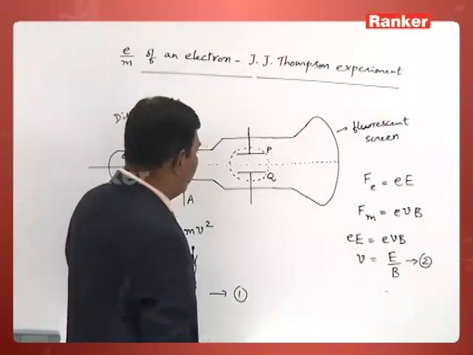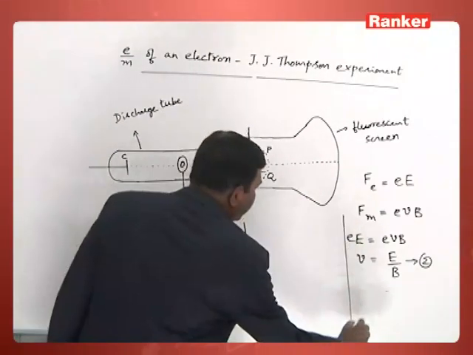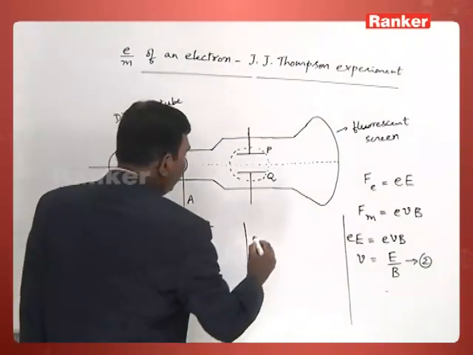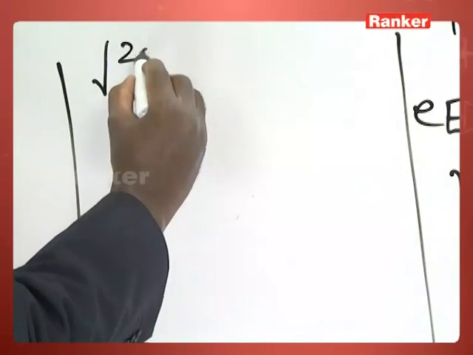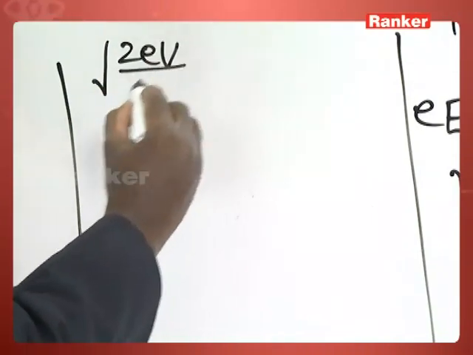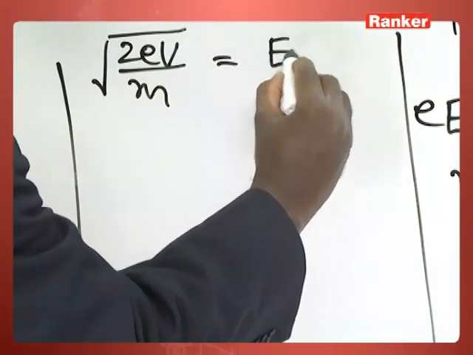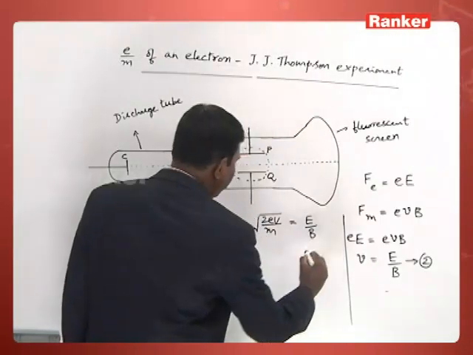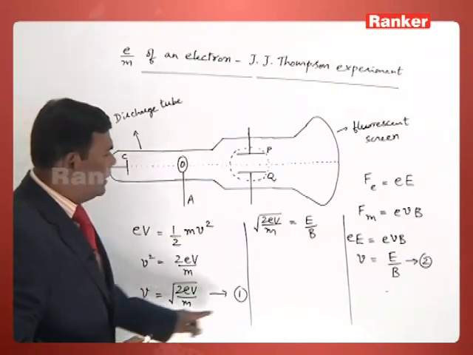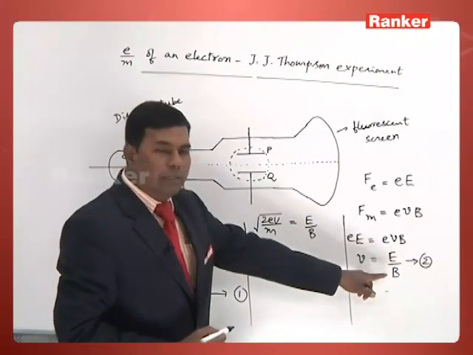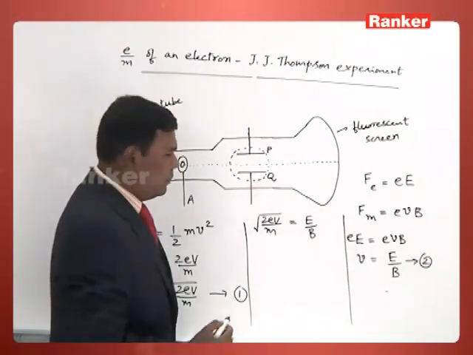From 1 and 2, we can equate them because both represent the velocity of the electron. Therefore, square root of 2eV by m is equal to E by B. You can observe this one. This is equation number 1 for the velocity of the electron, and this is equation number 2, again the velocity of the electron. We have equated both of them.